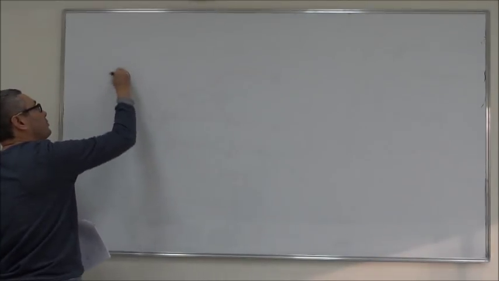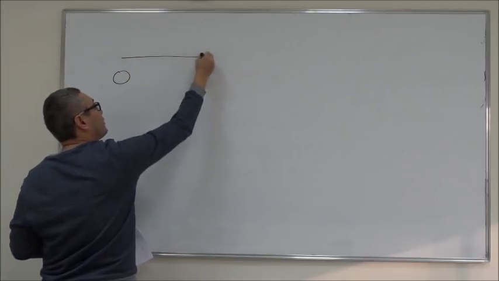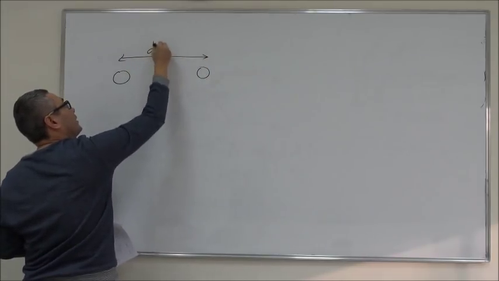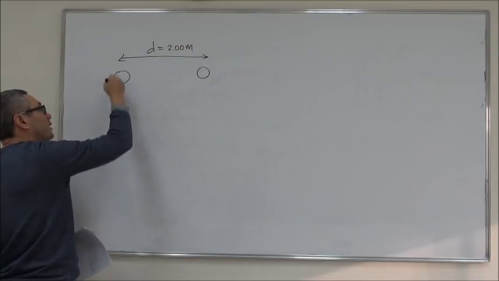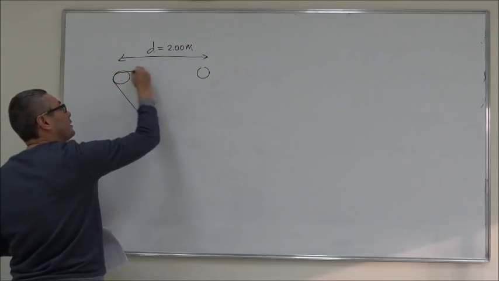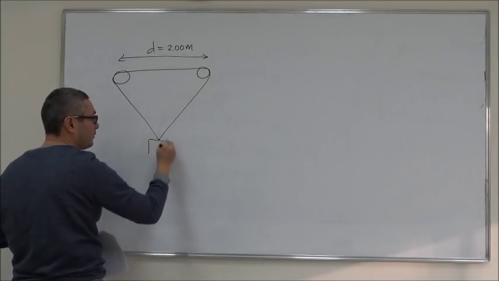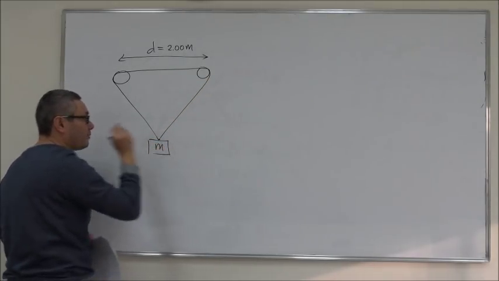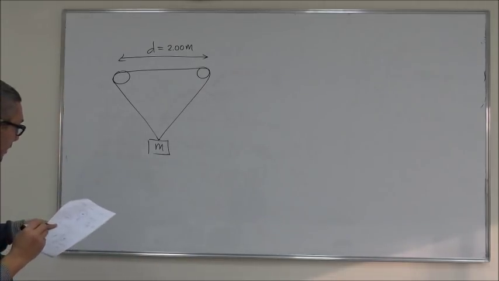So in this problem we have two frictionless pulleys which are placed at a distance d from each other, and d is equal to 2 meters. And then there is a string wrapped around it like this, and then at the bottom we have a mass m hanging in equilibrium on this string.